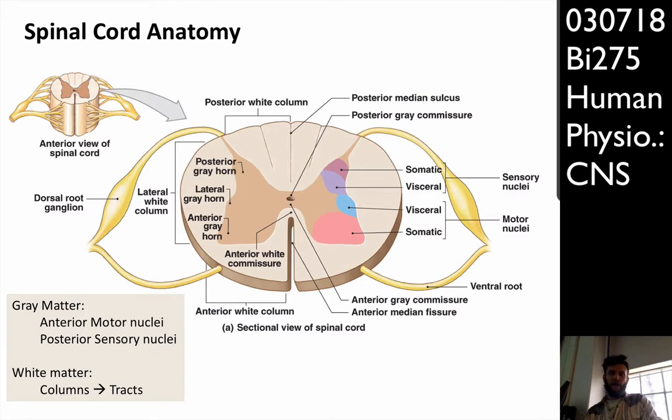Descending the central nervous system, we get down to the spinal cord. So we're going to need a little bit of spinal cord anatomy to be able to have our discussion of sensory and motor pathways. When you look at the spinal cord, there's gray matter and white matter. The brain in general is made of gray matter and white matter. Does anybody know the distinction between gray matter and white matter?